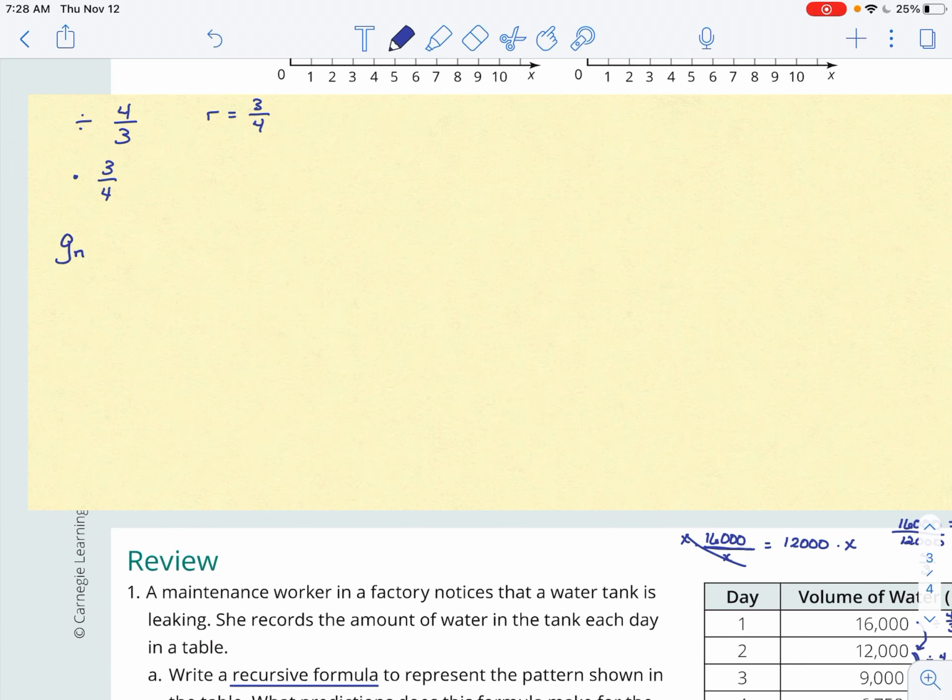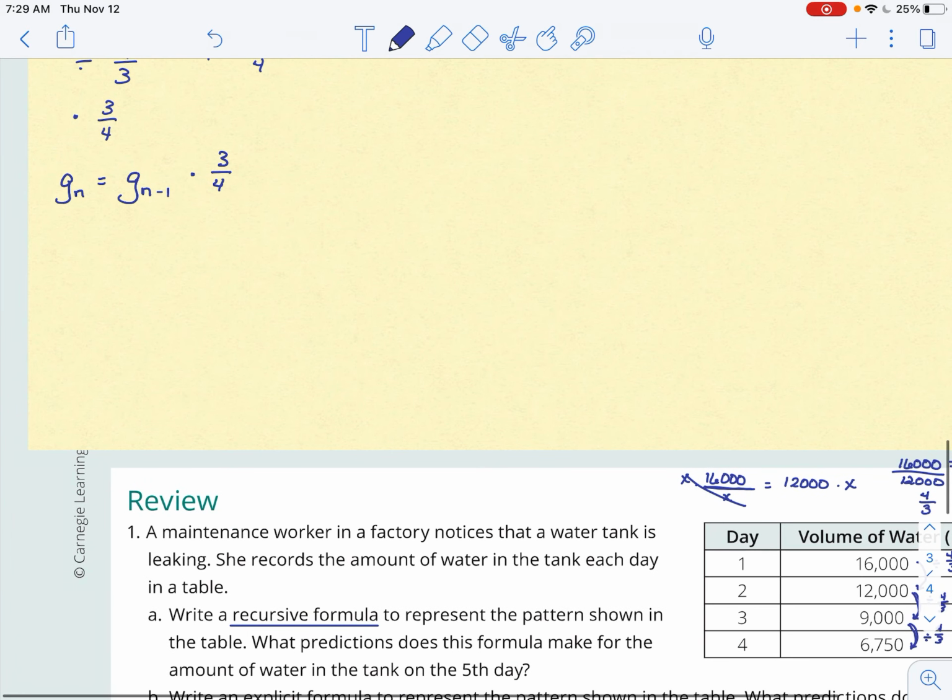So the nth term, any term in this geometric formula, can be found by going to the n-1 term, the term right before it, and multiplying it by 3/4. And so I'm going to use that to find for my 5th day. This is the answer to part A, by the way. So if I want my 5th term, my 5th day, I need to go to the 5 minus 1st term and multiply by 3/4. The 4th term is 6750. I'm multiplying that by 3/4. And then I'm going to pick up my calculator and do 6750 times 3/4.